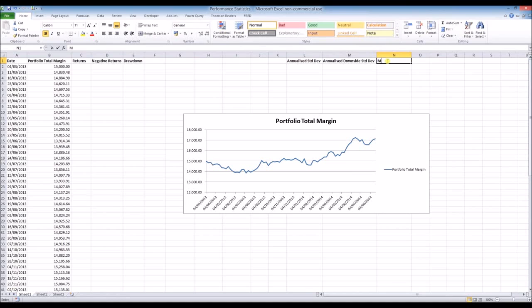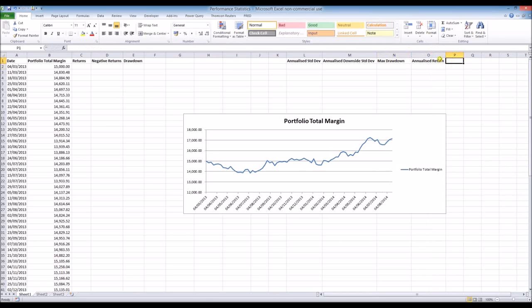We'll also need a max drawdown figure, an annualized return figure, and also a risk-free rate. So as we go through the video, I'll explain each of these in turn and why it's necessary. So finally, using these inputs here, we'll calculate the Sharpe ratio, the Sortino ratio, and the Calmar ratio.